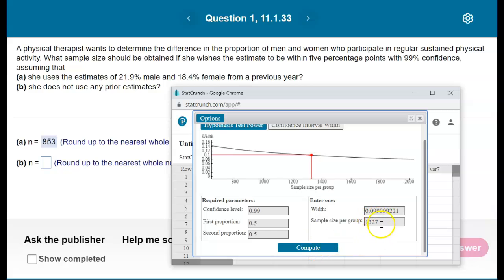And so the sample size, when we don't know, is going to be larger. 1327. So the reason you pick 0.5 is because that gives you the largest possible sample size. So this is the largest sample size that you would choose if you didn't have a prior estimate for your proportions. Okay, I hope this helps.